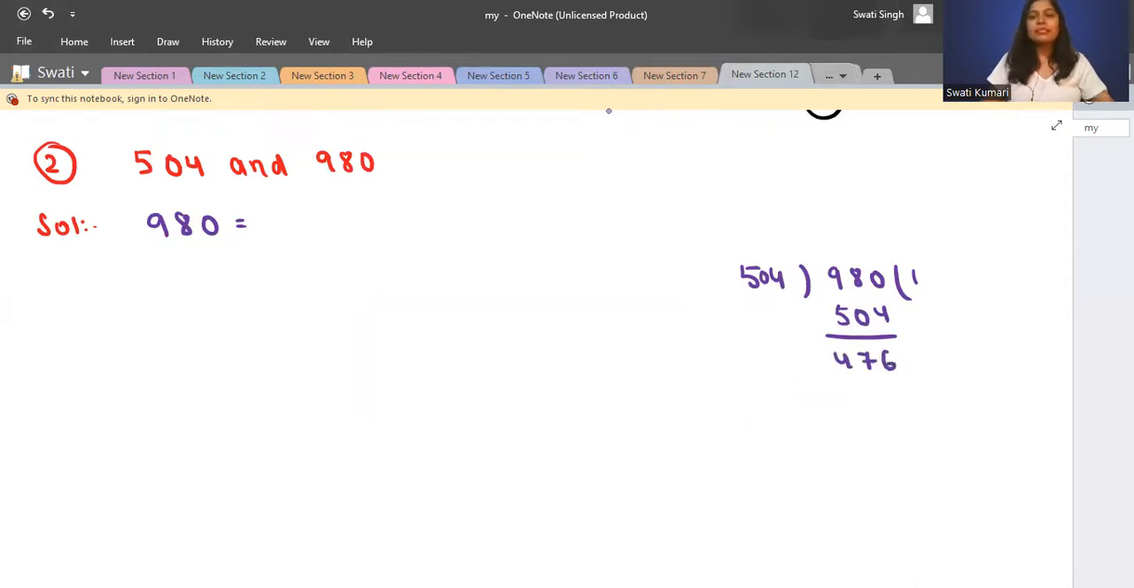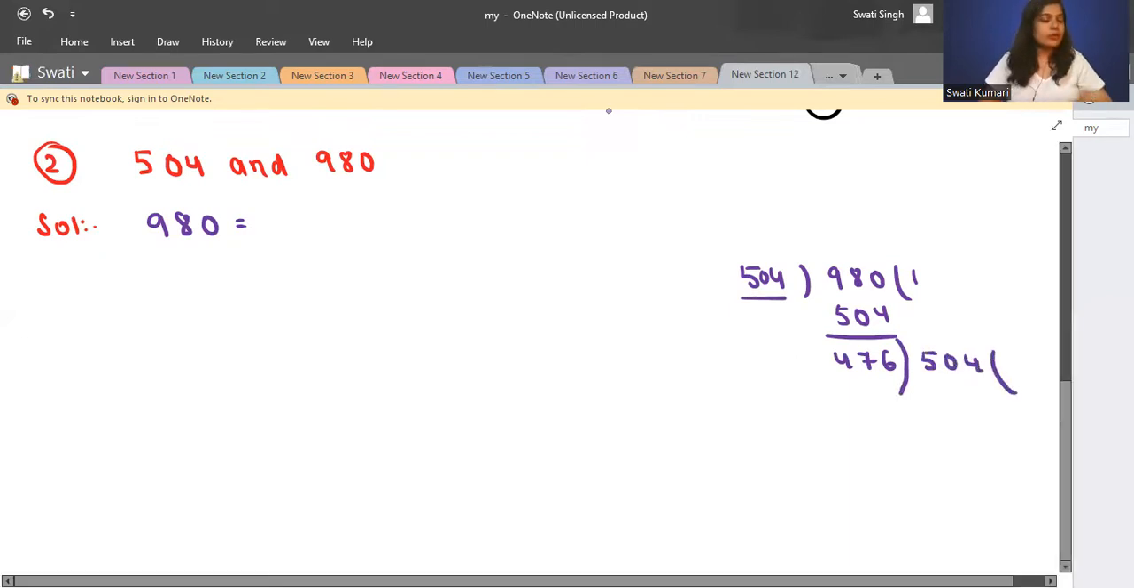Now 476 here is a smaller number, right? And this 504 is a bigger number. So now there is a way that you have to put this 504 here. Okay. Yes. And now you will again divide. So of course, this will also go by 1. So this will become 476. And if you'll subtract this, you will be getting 504 minus 476 is 28. Right? Still you're not getting 0. So you will go ahead.